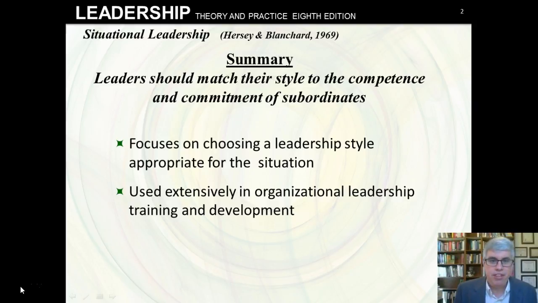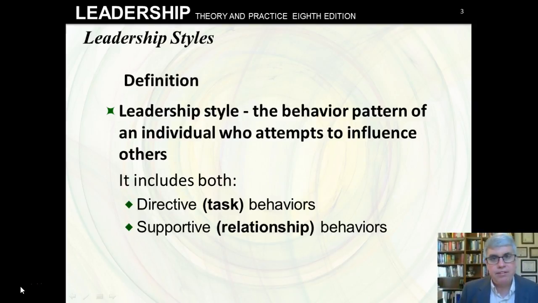Now, one of the interesting things about this one specific theory, situational leadership by Hersey and Blanchard, is that it is used extensively in organizational leadership training and development. Ken Blanchard will come out and do seminars and present this as like the best thing since sliced bread. That doesn't necessarily mean that it always works, and we'll see what some of the limitations are here. Okay, so let's make sure that we understand what's going on here.